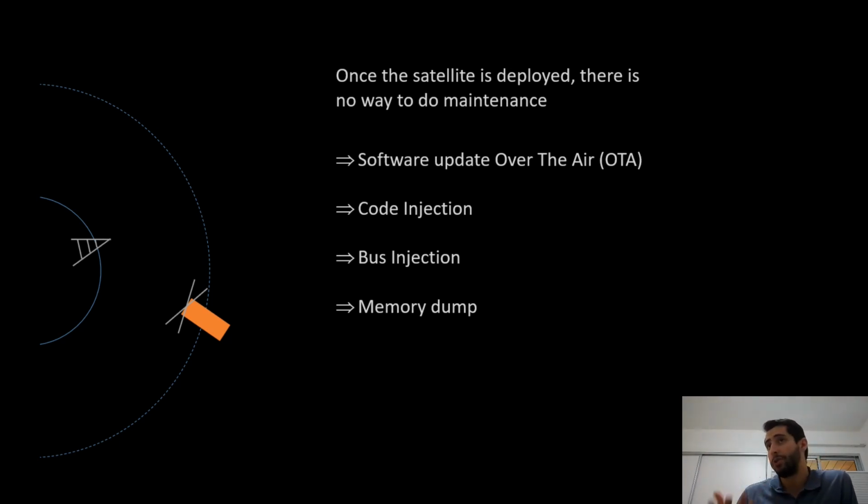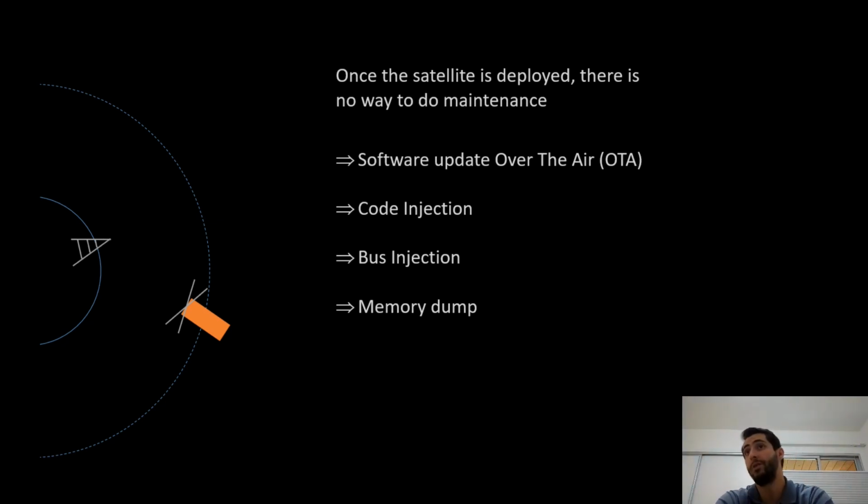Another approach, which is much simpler, is the code injection. Well, code injection is much simpler than full software update, because code injection allows you to send new functionality, so new functions, new parts of the code, a library, a full library. You can send new data to the satellite and execute that new data, execute the new code that you send. So that's interesting.